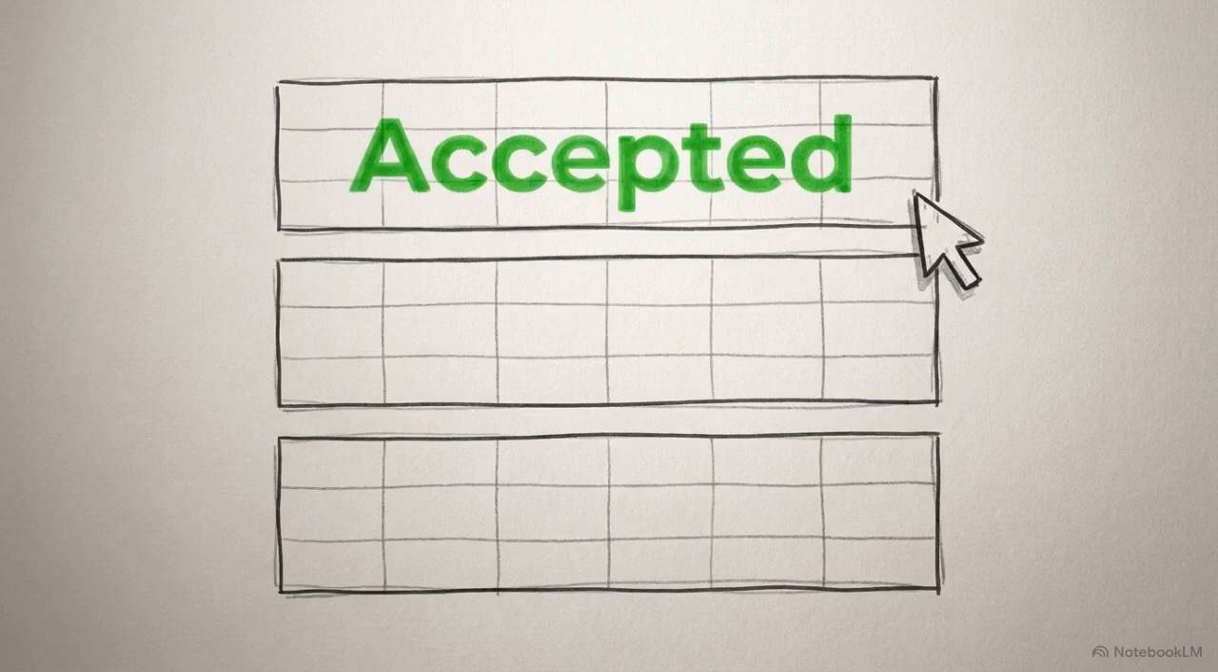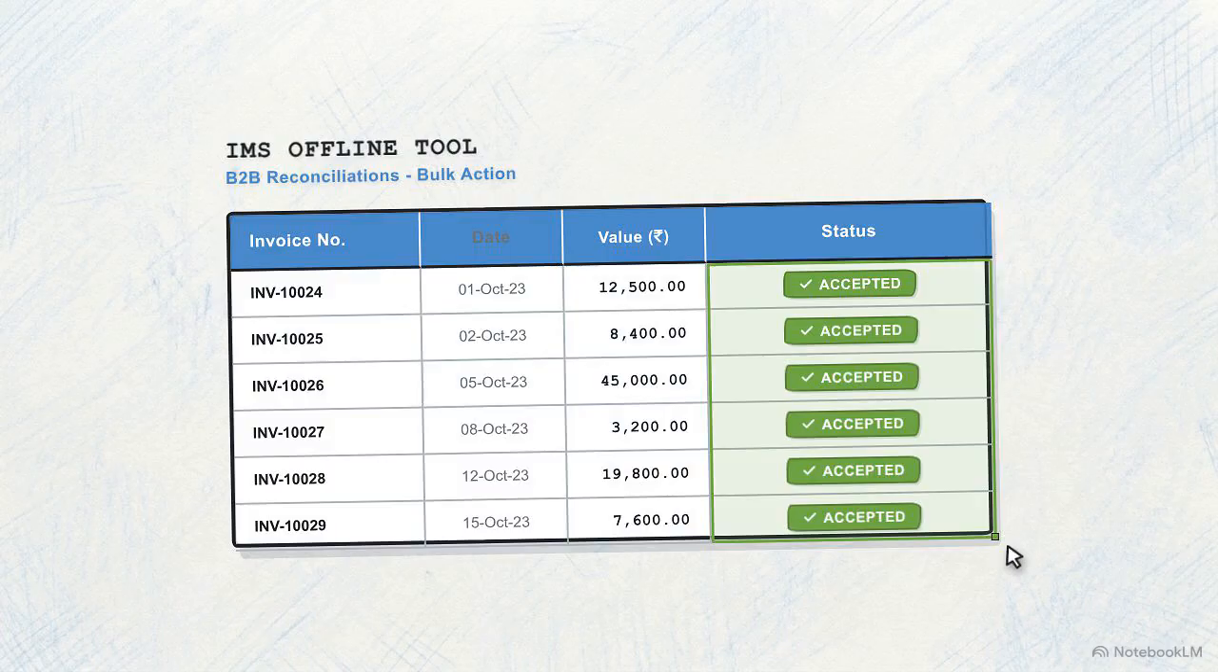Here is the fastest way to process a large batch. Once you set a status for one invoice, click the bottom corner of that cell and drag it down. This applies that exact same action to hundreds of rows instantly.